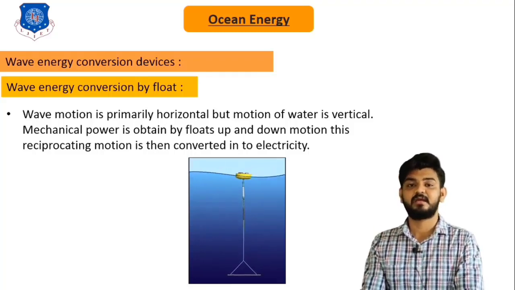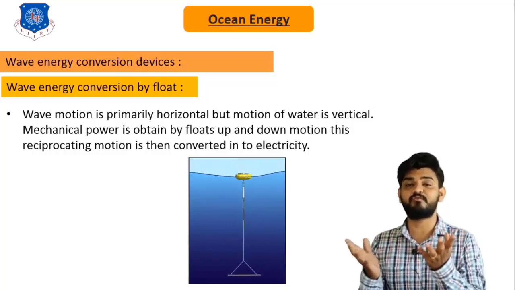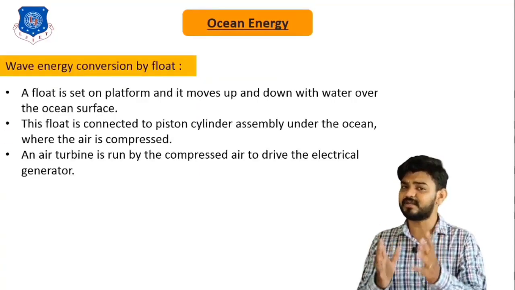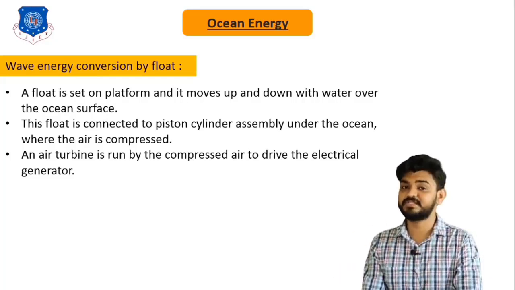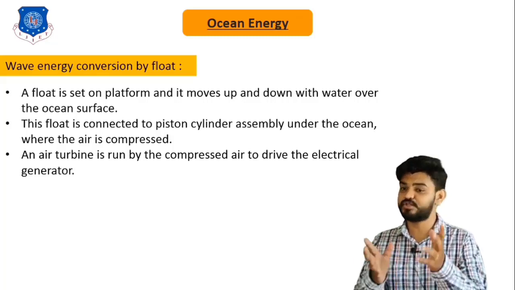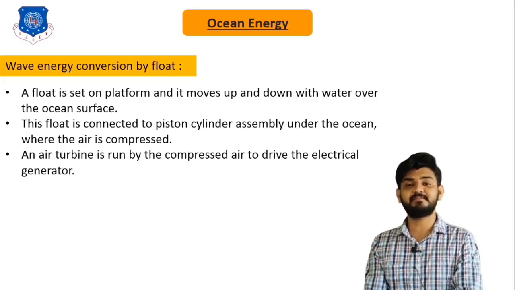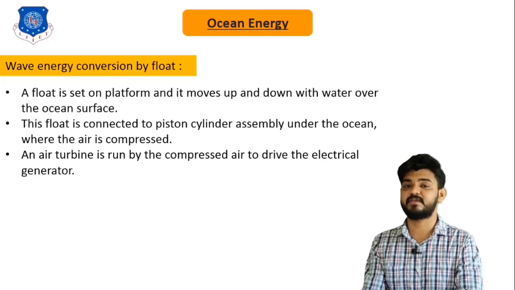Here in this animation you can see that one float is floating over the surface of the ocean and it receives the ocean wave energy. Well, this float is set on a platform and it moves in an up and down direction, as we have seen in the animation, with water over the ocean surface. This float is connected to a piston and cylinder assembly under the ocean, where the air is compressed, and an air turbine is run by this compressed air and produces electricity under the ocean surface.